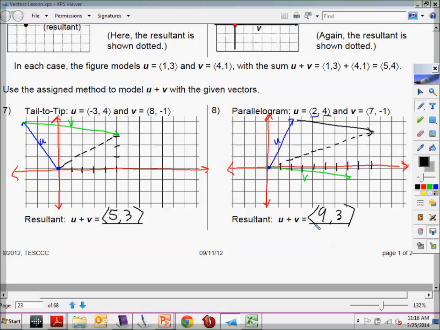And again, this is proving it geometrically. So computationally, let's check. 2 plus 7, 4 minus 1, 3. Good to go. All right, so that's it for addition. How do we feel about addition?